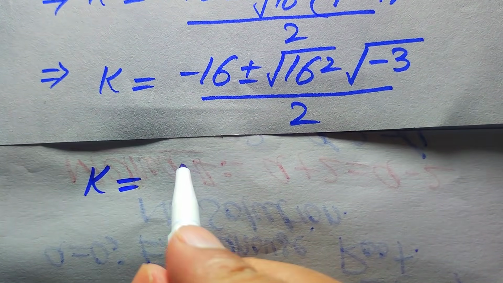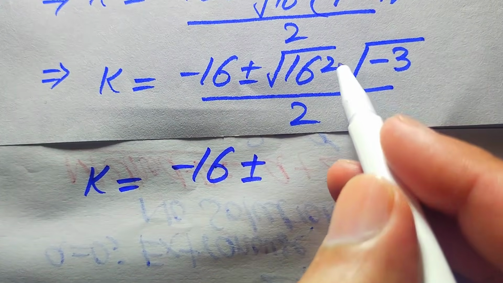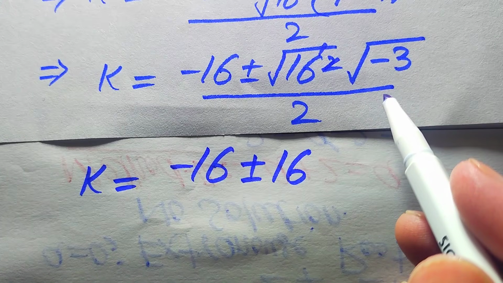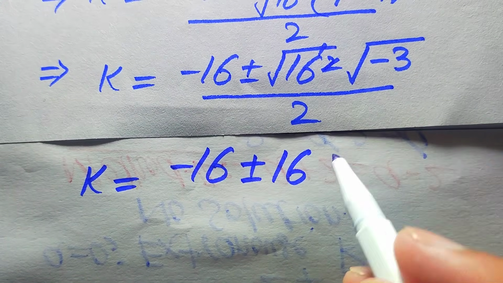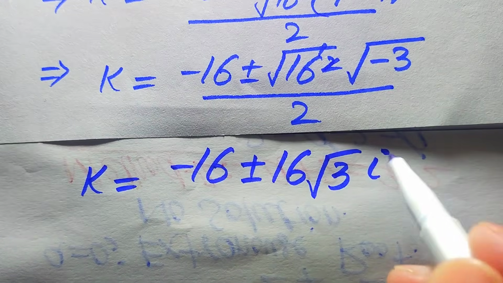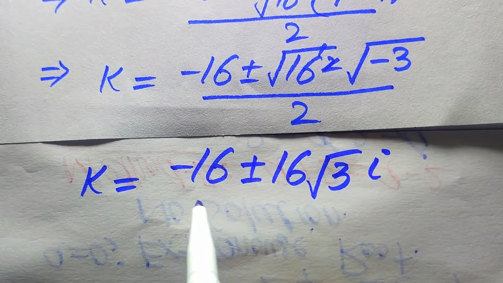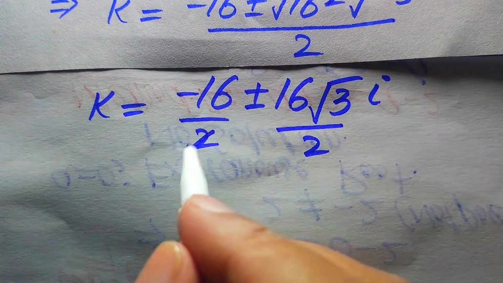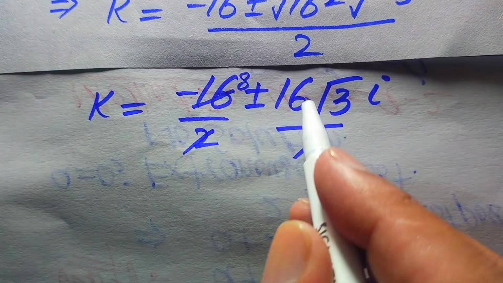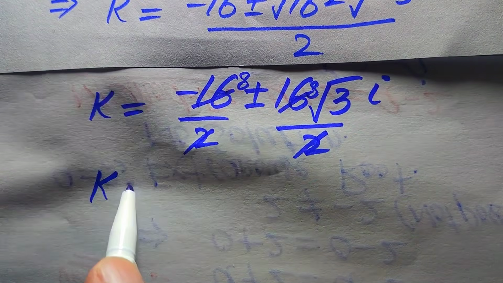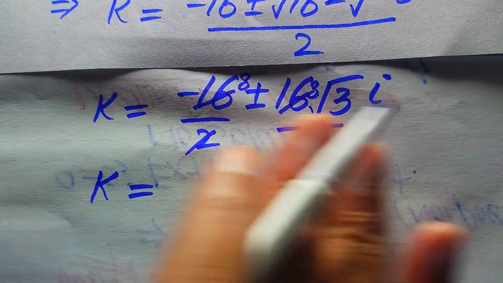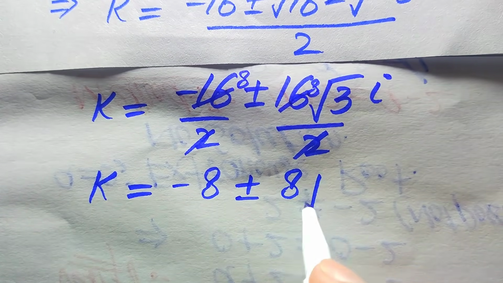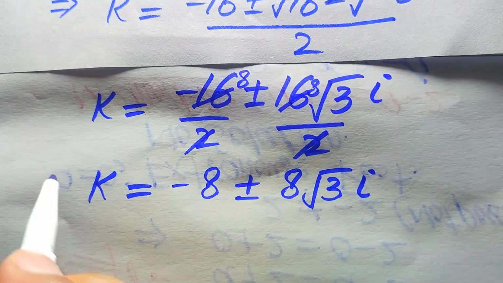And now we get k equals minus 16 plus minus, this 2 and square root are gone, and we get 16 into square root of minus 3. We know that when a negative sign appears inside the square root sign, it becomes iota. Further we break this fraction and write the two terms separately, and we cancel these terms. We have 2 eights are 16, and again 2 eights are 16, so we get the values of k equals minus 8 plus minus 8 times square root of 3 into iota.